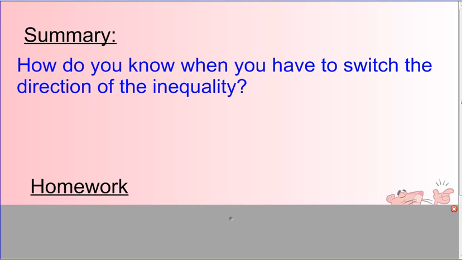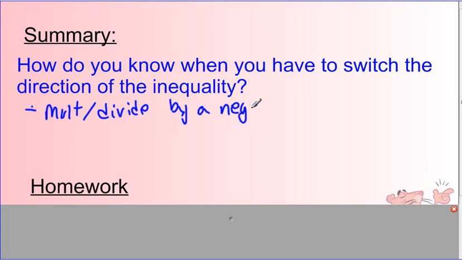Alright, so the 2 times that we've learned to switch the direction of the inequality: one happens when you multiply or divide by a negative. That's what we learned in this lesson today. So like negative 3m is less than 9. When you divide by negative 3, you switch the direction of the inequality.